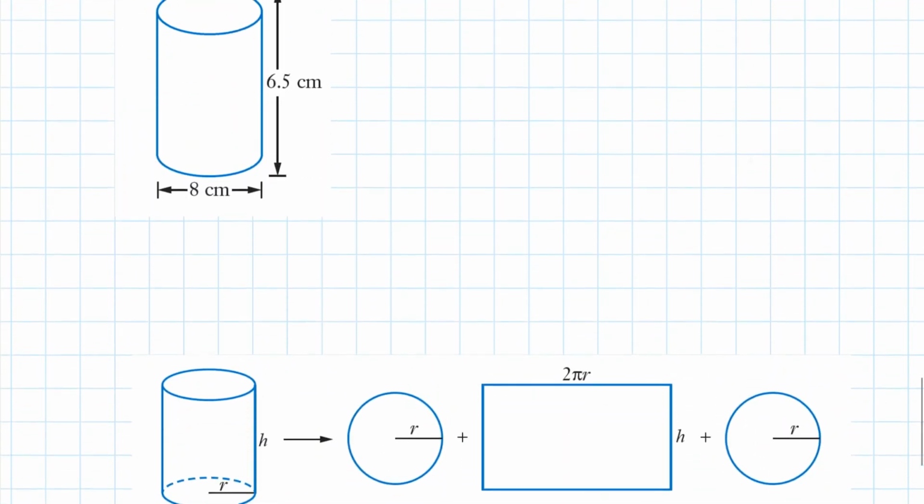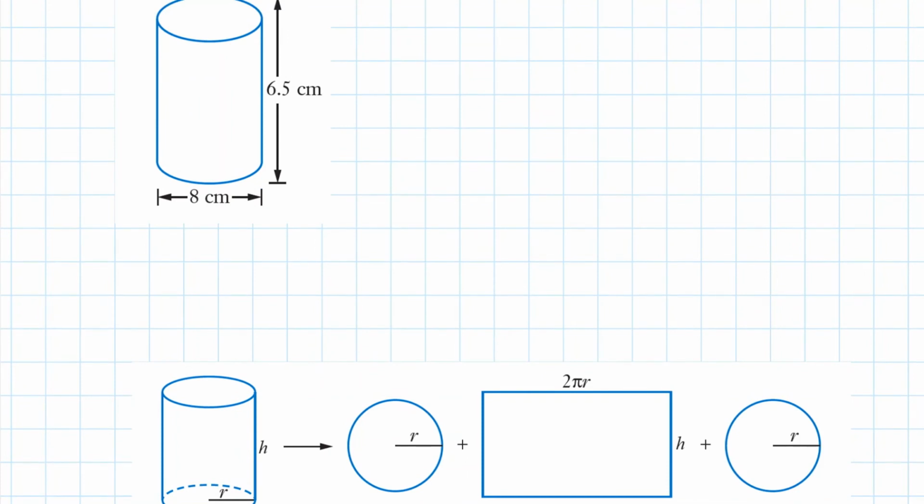Okay, this is a pretty tricky one. So we have circle, rectangle, circle as our three areas. For a circle, the area we looked at before is just pi times radius squared.